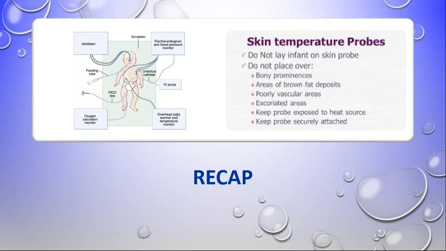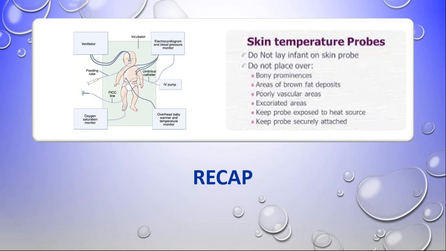So let's recap. Last time, there were quite a few questions as to where to put the temperature probe. And I think this is very, very important. So I have put this little graph here for you. And as you can see, it says do not place on bony prominences, especially if the baby is prone on the back, on the scapulae. Be careful of those areas because it can cause a problem.